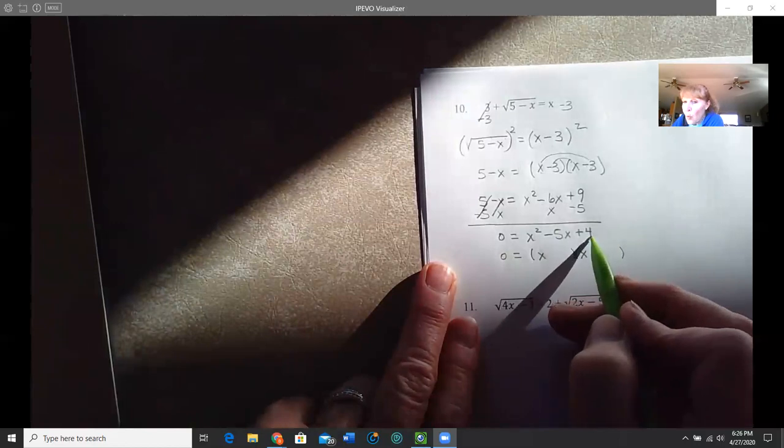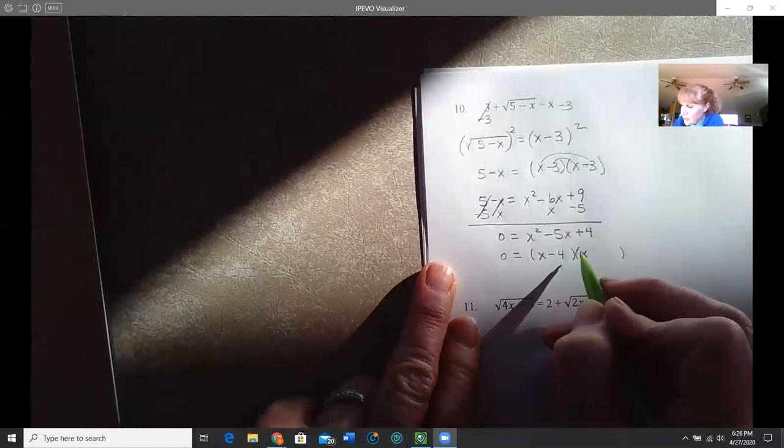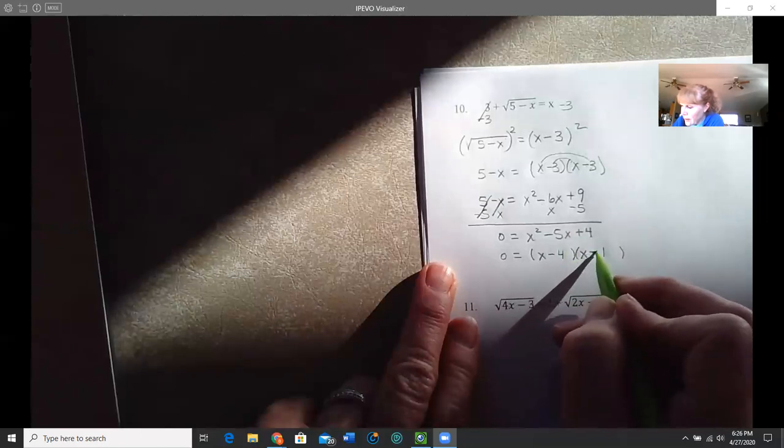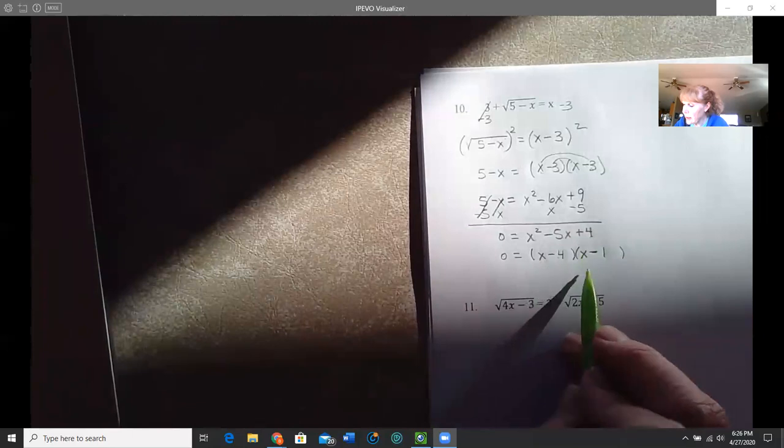4 times 1 gives you 4. So if I take a -4 times a -1, I end up with a +4 when I multiply. -4x and a -1x is a -5x. People automatically always just think 4 is 2 and 2, but 4 and 1 also multiplied together give you 4, not just 2 and 2.